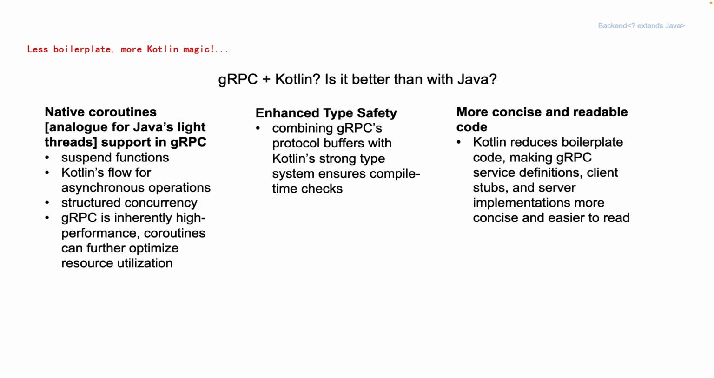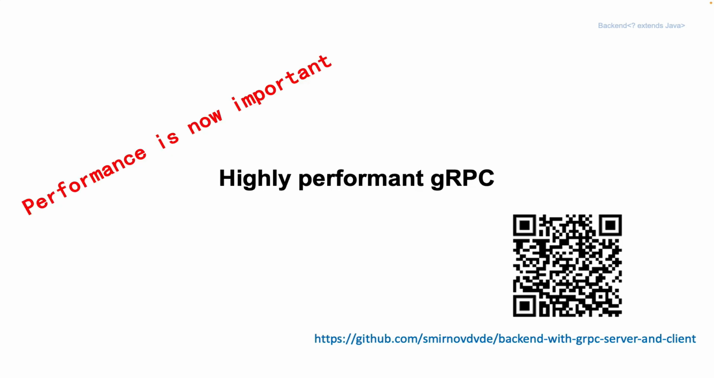We can use native coroutines, which support gRPC. We have enhanced type safety. And also we have more concise and readable code. Now that's all from my side, what I wanted to say regarding gRPC and using gRPC in Java.